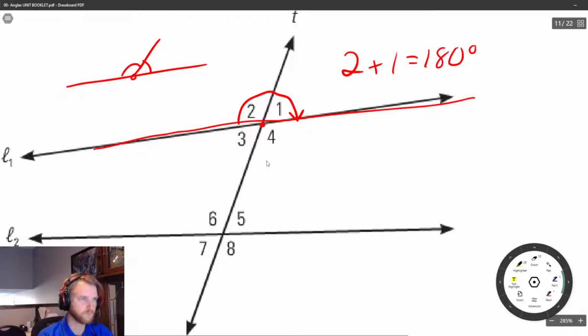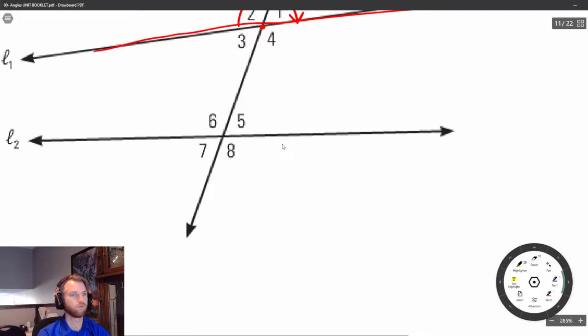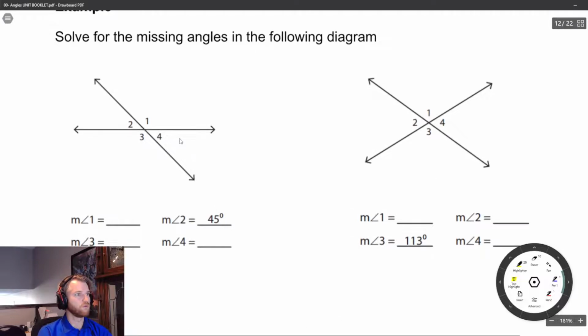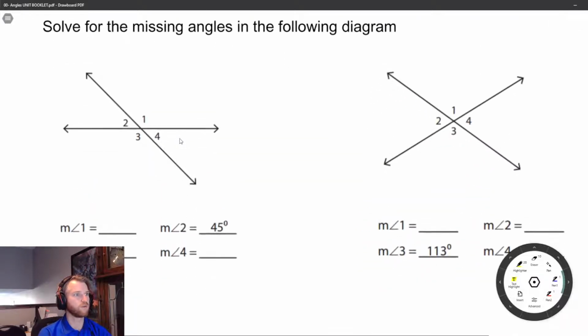So that then brings us to how we're going to use this to solve some things. On the next page here, it says solve for the missing angles in the following diagram. So it tells us that when it says M and then this sign and 2, this means the measure of angle 2. It's just saying how big is angle 2. That's it. So it says the measure of angle 2 is 45. It tells us that one right out of the gate, but it doesn't tell us 1, 3, or 4. So how can we figure it out?